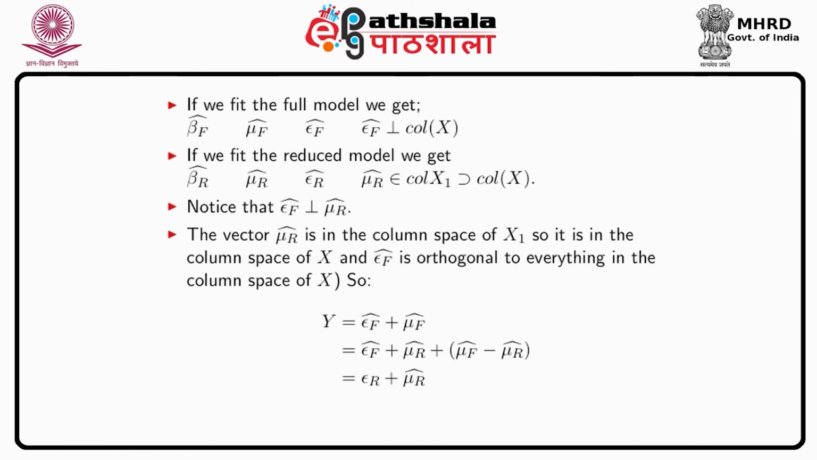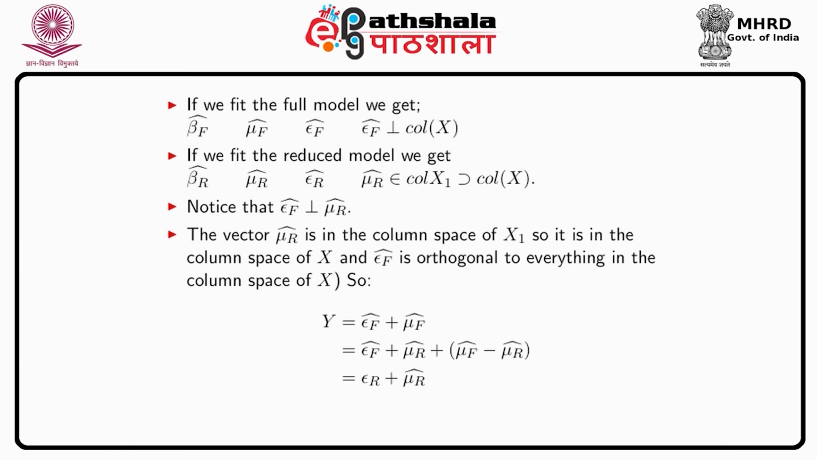If we fit the full model, we get the coefficients b f hat, mu f hat and epsilon f hat, where epsilon f hat is perpendicular to the column space of X. If we fit the reduced model, we get b r hat, mu r hat and epsilon r hat, where mu r hat belongs to the column space of x1, which is a subset of the column space of X, because x1 is nothing but a part of the bigger design matrix X. Now we notice that epsilon f hat, which is the error from the full model, is orthogonal to mu r hat, which is the estimate of the mean values of y for the reduced model.